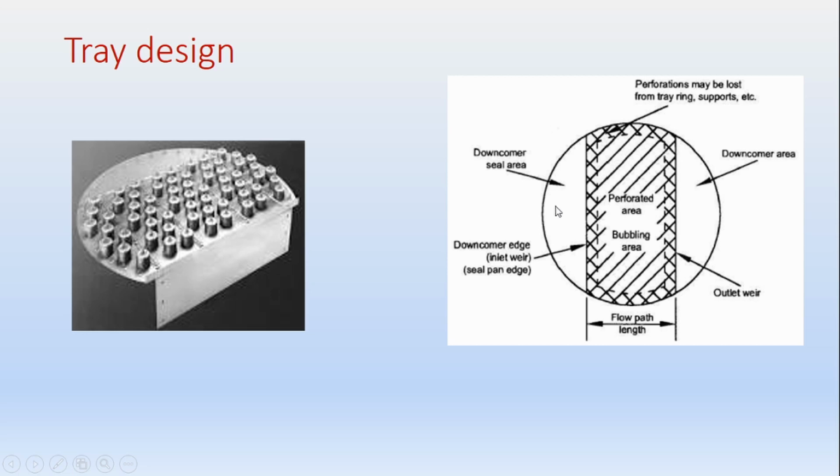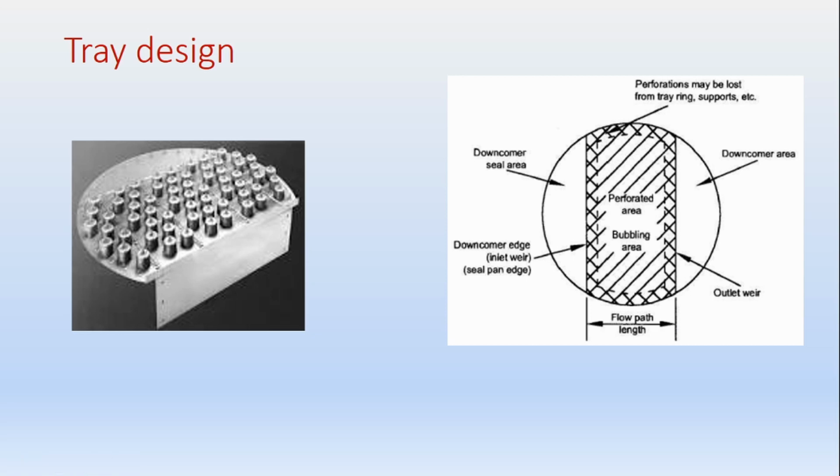So the topmost liquid comes here. There is an inlet weir which will maintain the level of the liquid. It will come and flow over this. It will fill to that weir level and then it flows over and goes down. This is the outlet weir, and this is the downcomer region. So this is the flow path or the length on a tray.